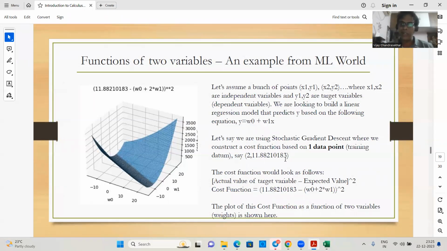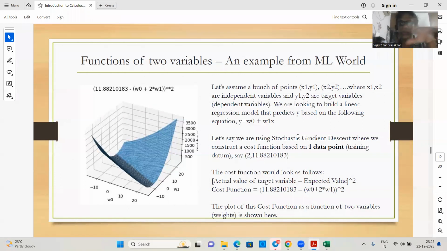Let's say that data point is 2, 11.88210183. That's the point. So this is the X, this is the Y. Now, how do we determine the cost function? It's simple. Actual value of the target variable minus expected value, the whole squared. That's the cost function. So what's the actual value of the target variable?